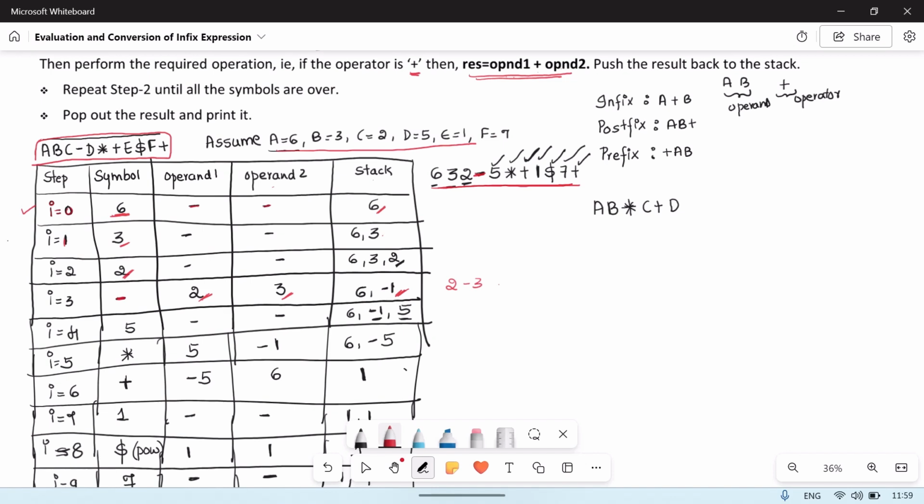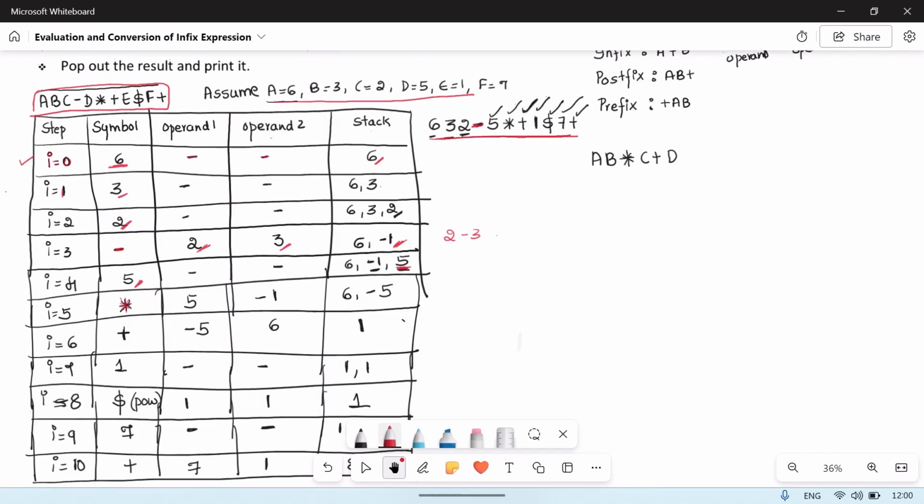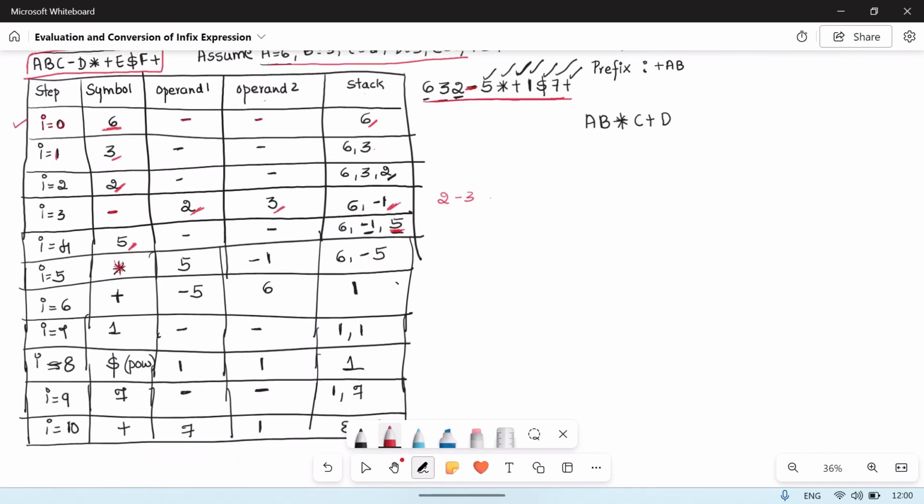Likewise, I is equal to 4. Next value you have is 5. 5 is again an operand, so I pushed it onto the stack. Next symbol is star. Star is an operator, so you have to pop out the two elements from the stack. I popped out 5 and minus 1. So 5 into minus 1 is minus 5. 6 will be as it is. Next you have plus, so I popped out the two elements. It is minus 5 plus 6, which is equal to 1. So I've written 1 here.